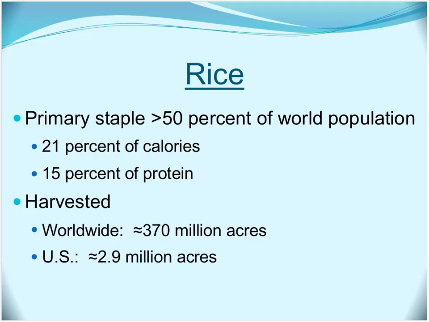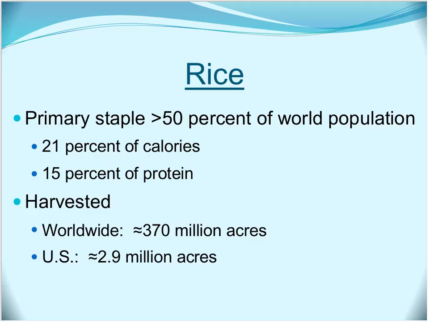Rice, a lot of times I think maybe here in the U.S. rice is not that big a deal to us, but worldwide it is a very important crop to roughly half of the world's population. That 50% of the world's population get somewhere around 1/5 of their calories and 15% of their protein on a daily basis from rice. Worldwide, rice is harvested on about 370 million acres. 90% of those acres are in Asia.